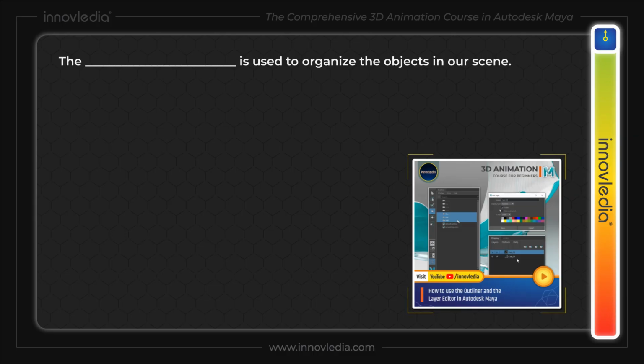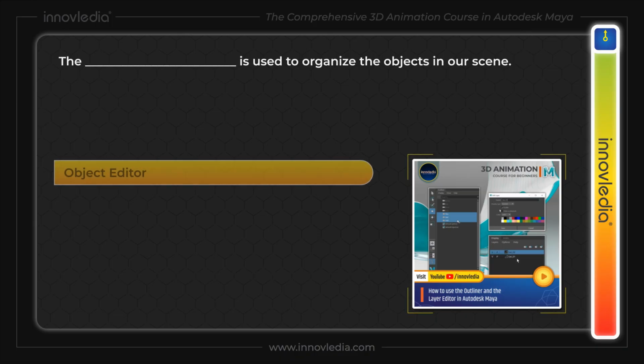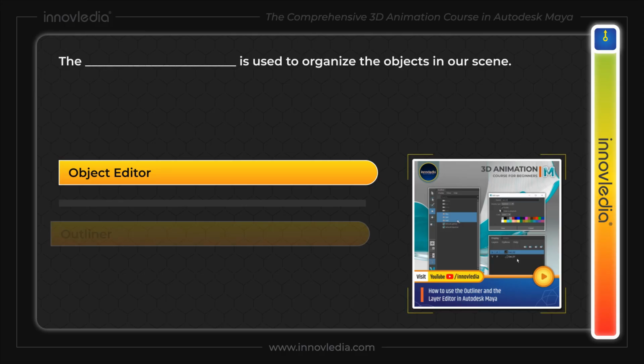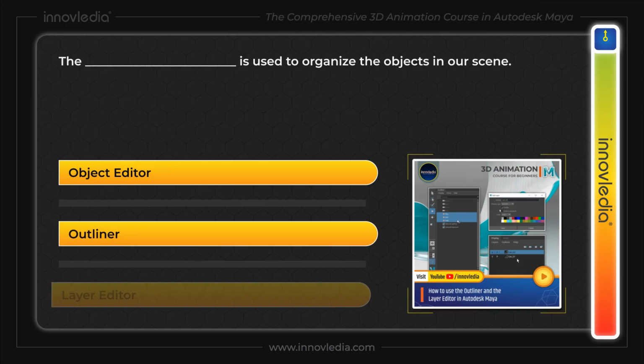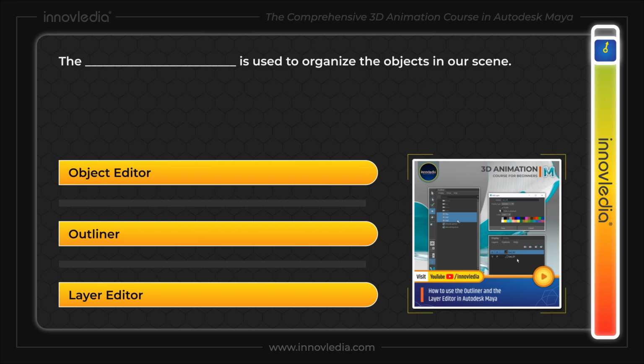The dash is used to organize the objects in our scene. The options are Object Editor, Outliner, Layer Editor. Your time starts now. And the correct answer is Layer Editor.